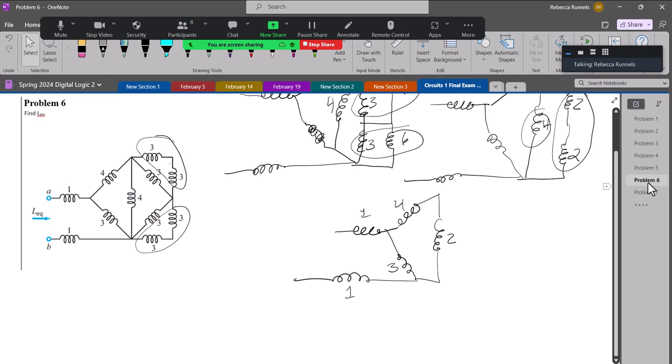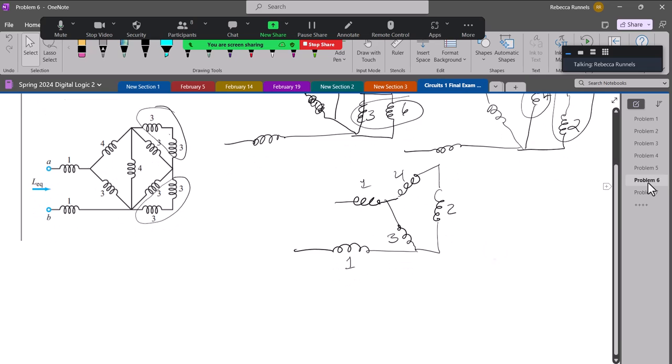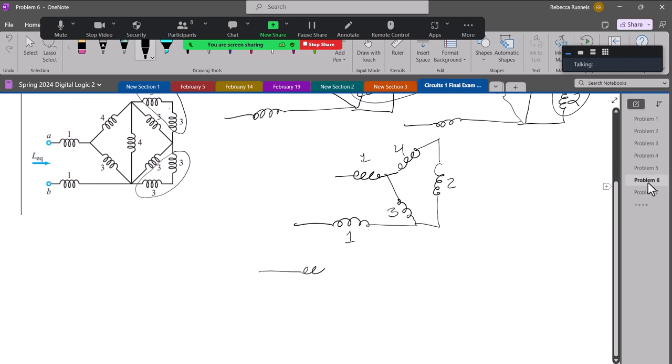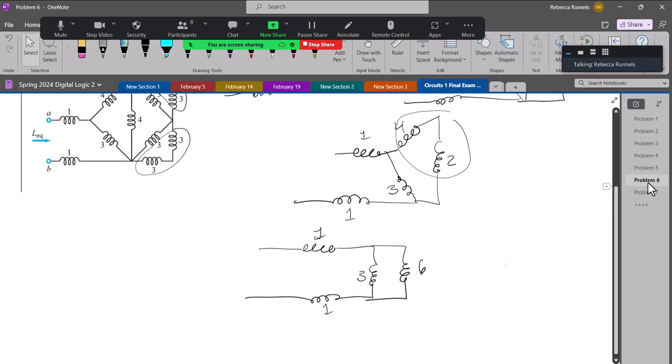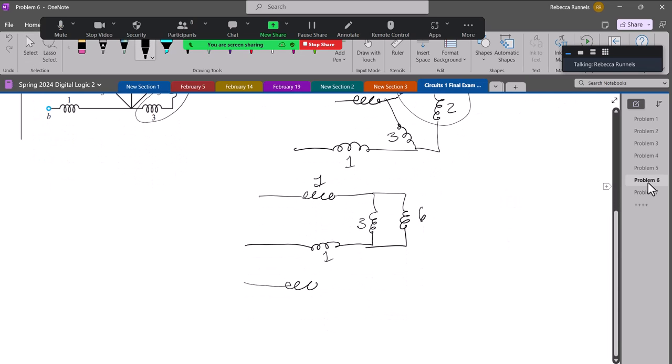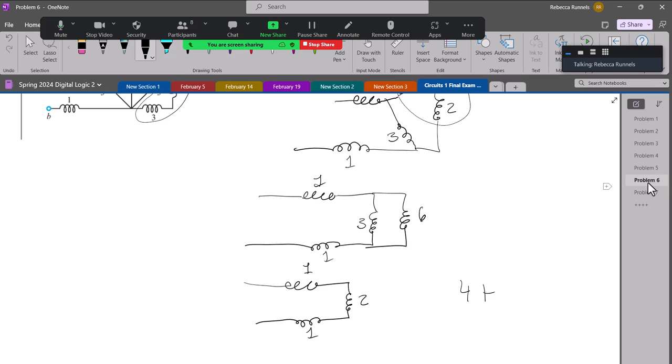My 4 and 2 are in series, and they make a 6. That's in parallel with the 3. And we just found that a 6 in parallel with 3 is 2. So 2, 1, and 1. And so I get 4 Henries, if I did not make any mistakes.